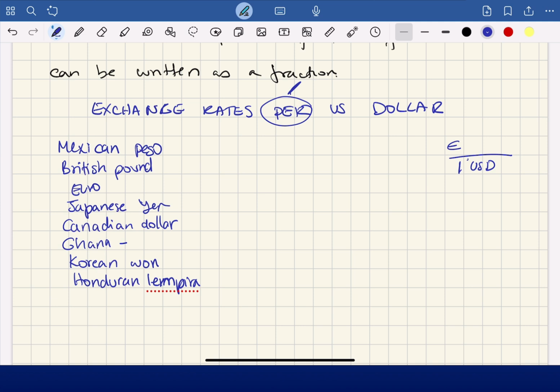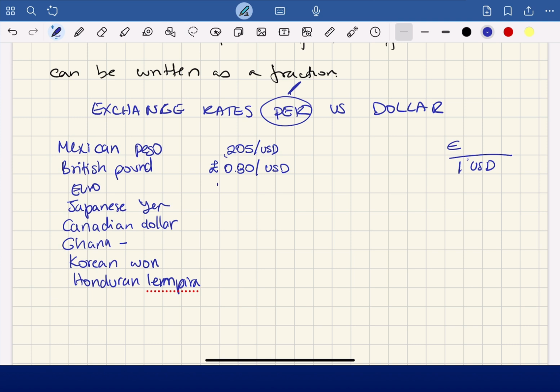Based on our little research in class, the Mexican peso is 205 Mexican pesos per $1 US. So you would write something like this, per US dollar, and that means per $1 US. So $1 US will buy you 205 Mexican pesos. For the British pound, we have 0.8 per $1 US, which means that $1 US will only buy you 0.8 of a British pound, because the British pound is more expensive than the US dollar.